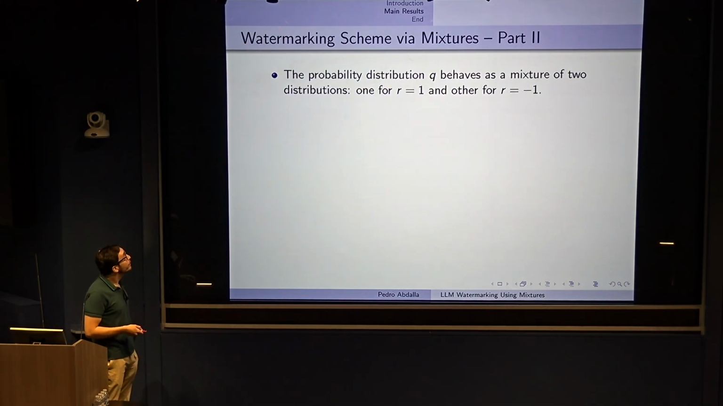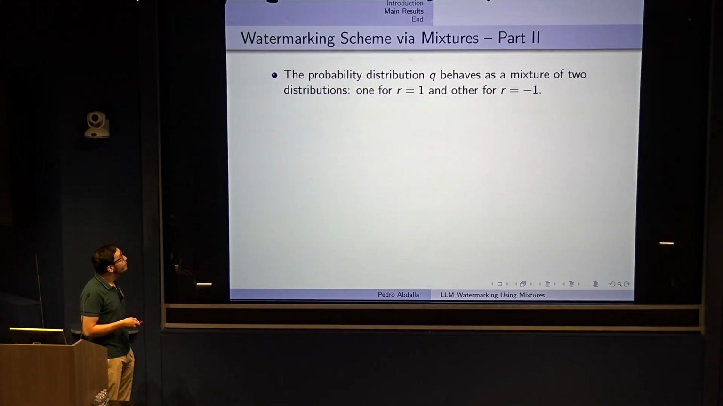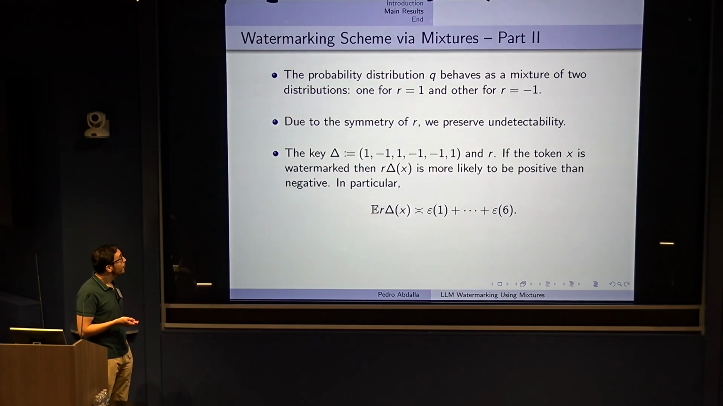So which properties does our watermarking scheme have? The probability distribution Q, the watermark, behaves as a mixture of two distributions, one for r equal to 1, the other for r equal to -1. That's why I introduced the baby example of mixtures. Due to the symmetry of R, probability half is 1, probability half is -1, it's a fair coin, we have undetectability. And also, our key will be the group assignments.